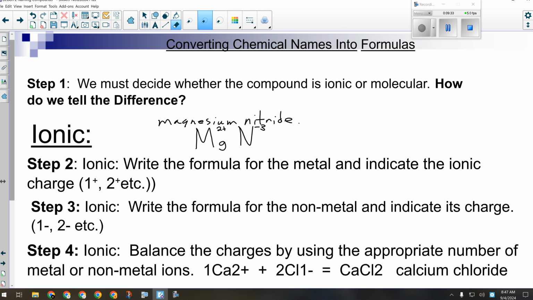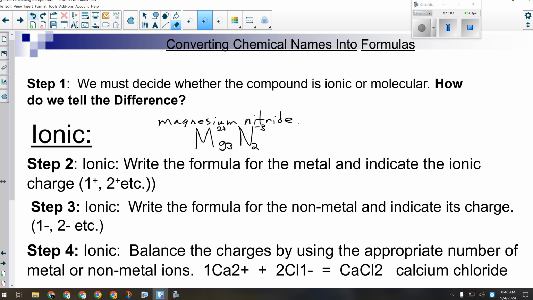So drop the 3, swap it over here. Drop the 2, swap it over here, and I've got my formula. Mg3N2. The purpose of the drop and swap is to make sure that our positive and negative charges balance. By doing this, I have -3 times 2, -6, and I've got 2 times 3, positive 6. All right, my compound balances up. The drop and swap just makes that happen.